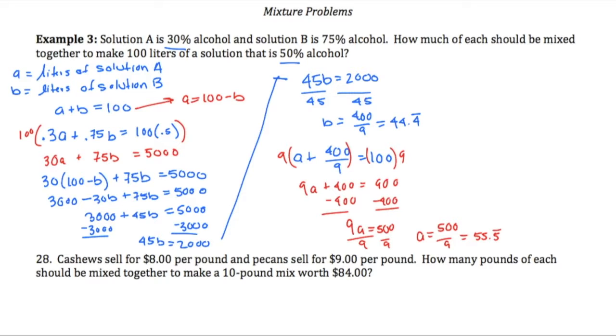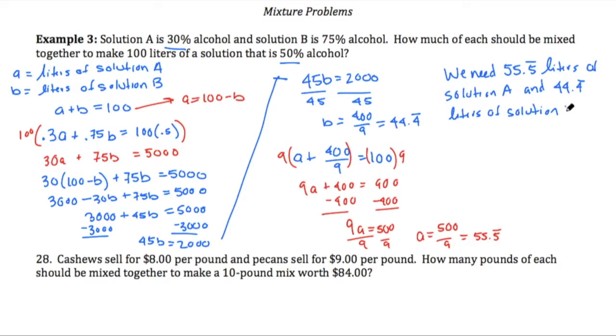55.5 repeating. Okay, so let's go ahead and answer the question before we wrap this up. So we need 55.5 repeating liters of solution A and 44.4 repeating liters of solution B.